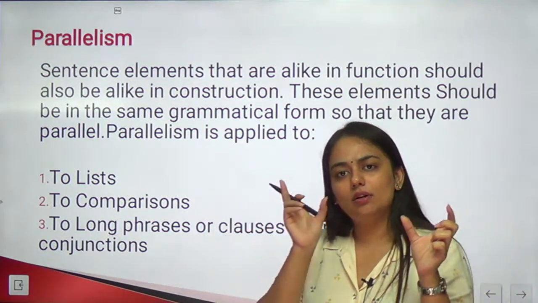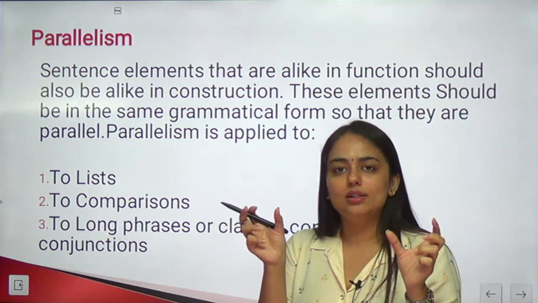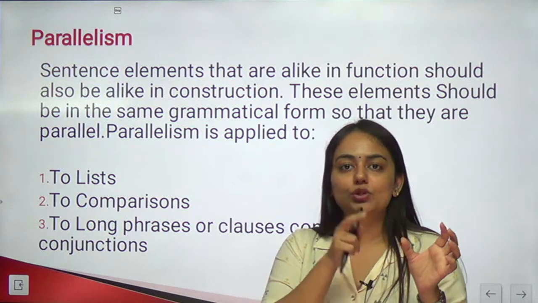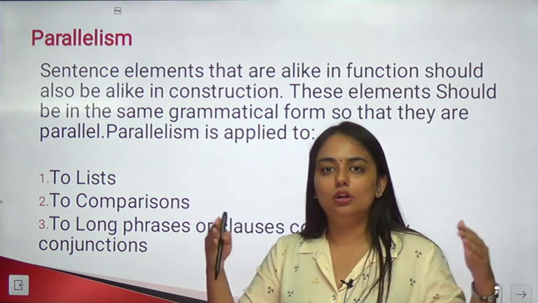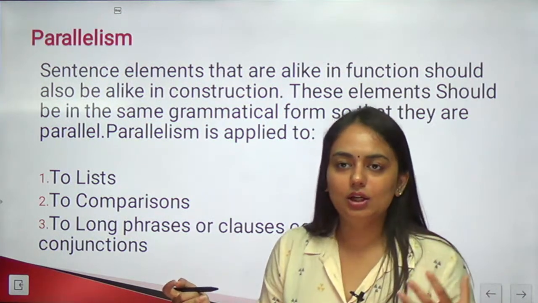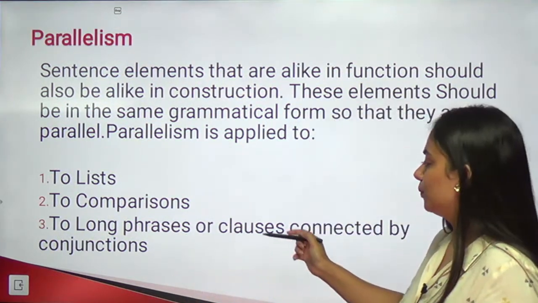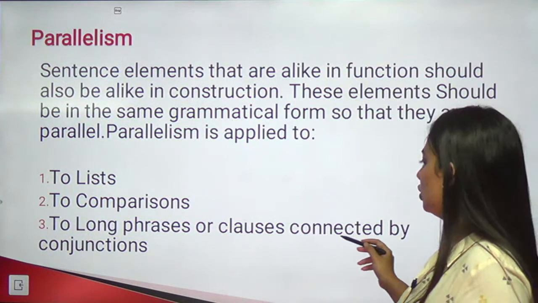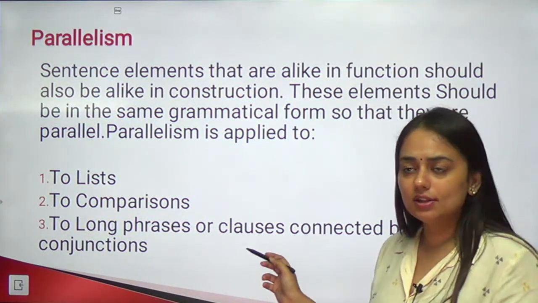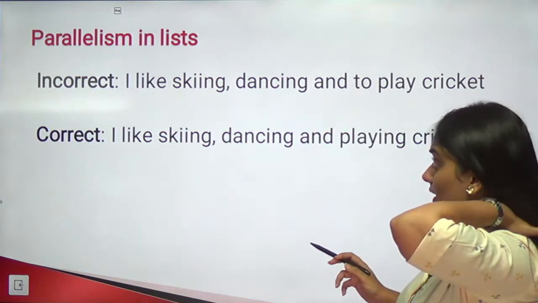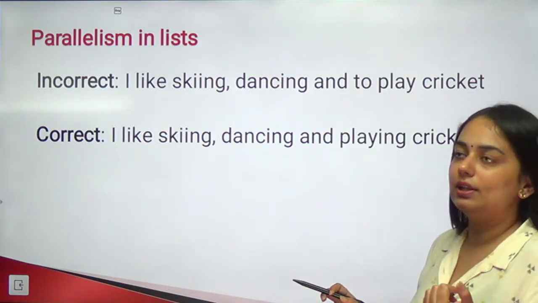When the parallelism is in words, which you've separated using commas, it's easy. But when you get long phrases it may become tricky, so we'll learn tricks for this also. For long phrases or clauses connected by certain conjunctions or probably semicolons and colons. Now, parallelism in a list. Look at this example.